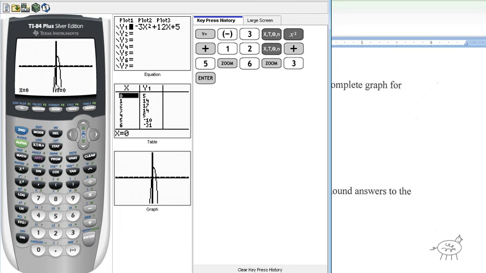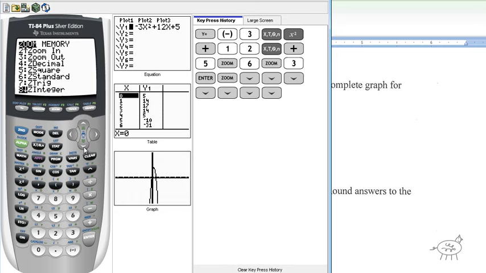Let's look at the window now, because you can manually set the window. You have all these different zoom options: zoom in, zoom out, zoom square. Zoom square gives you a very accurate graph of what things look like. Zoom trig is for if you're using trig functions. We also have zoom fit, which is nice. It's good to try these. Anyway, let's set our own window here.